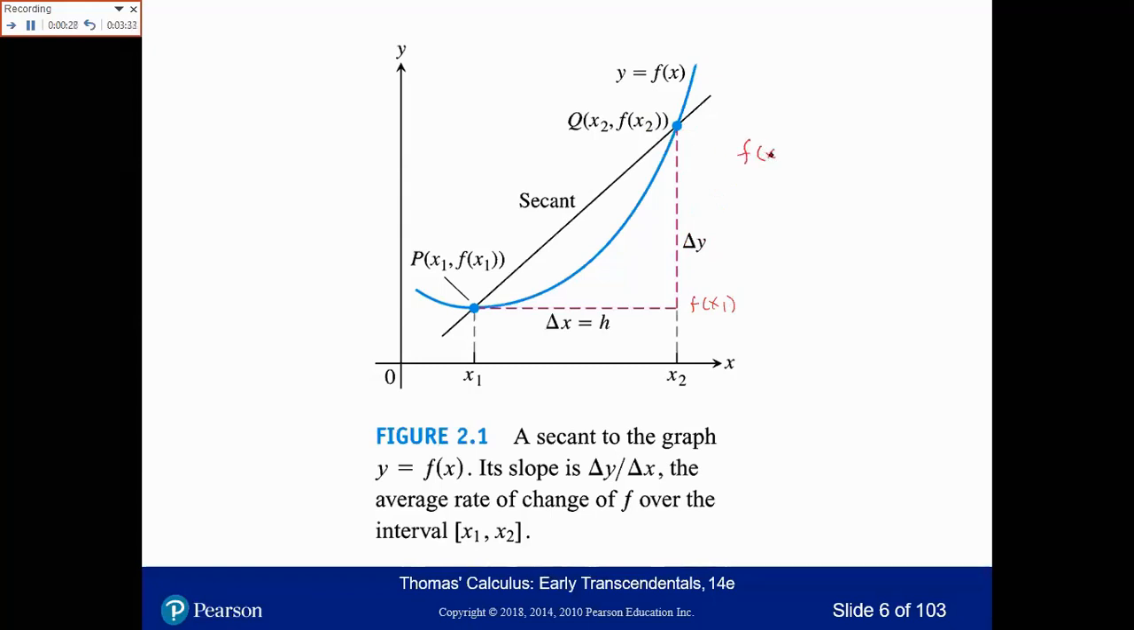So f of x2 minus f of x1, divided by x2 minus x1, will give us what? The tangent of this angle, correct? Yes. The opposite divided by the adjacent.